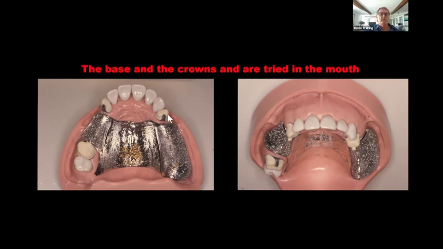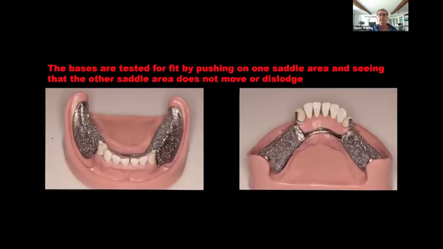So I'm trying the crowns in just to make sure that the crowns are seating fine. I'm trying the bases in now to make sure that the bases are seating fine. Once we do try these bases in, then we need to do a little test to make sure that the bases are stable. And the test is push down on one side. So whichever base it is, push down on one side, lower, and make sure that the other side does not tip up. If the other side tips up, we don't have a good impression and a good accurate master model. So the saddle should not displace if you push down on one of them.